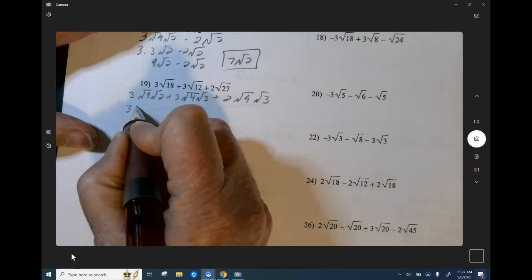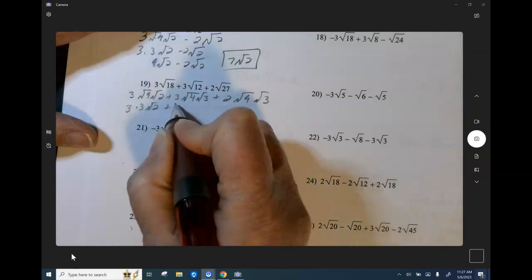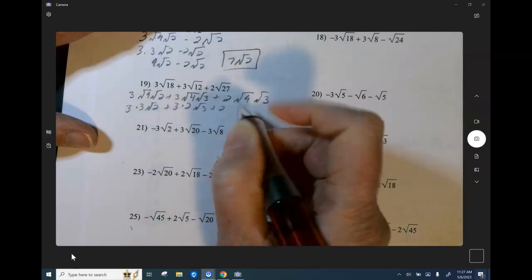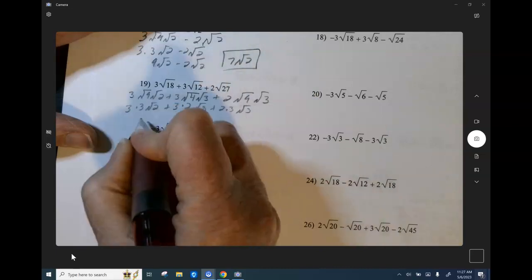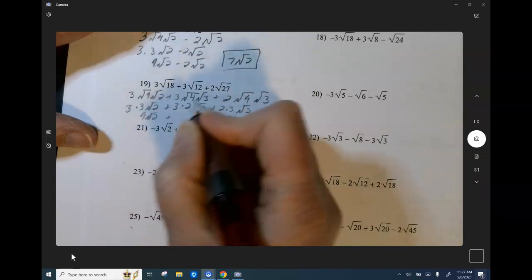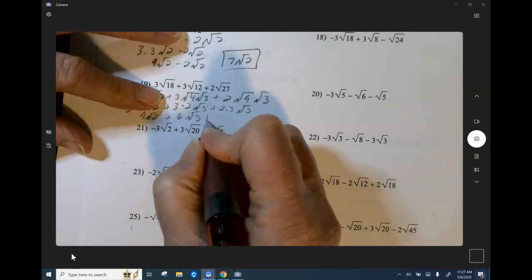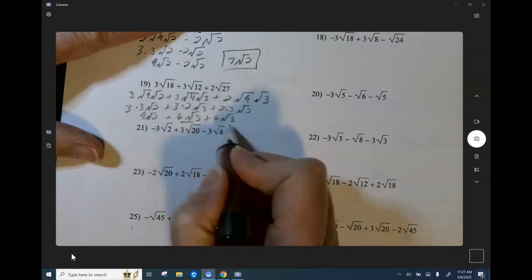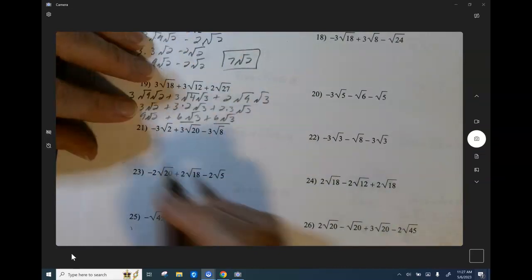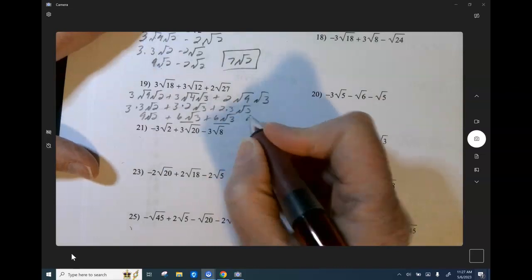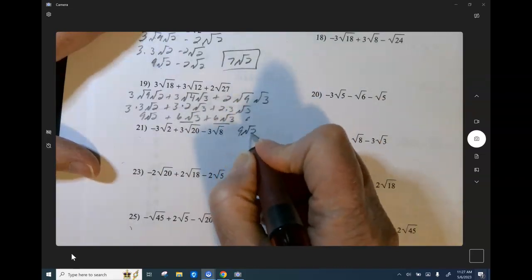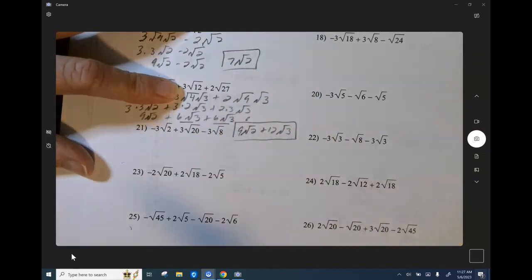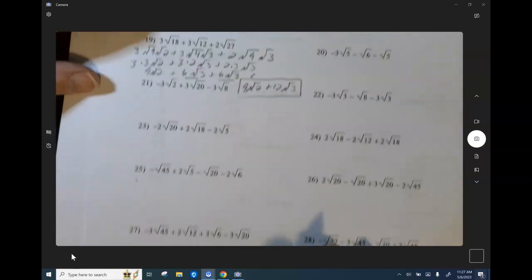So we have 3. Square root of 9 is 3. Bring the 3 down. Square root of 4 is 2. Bring the 2 down. Square root of 9 is 3. So we get 9 square root 2 plus 6 square root 3 plus 6 square root 3. Okay? So the only ones that are like terms are these right here. That 9 square root 2 just hangs out. So 9, I'm just going to put it down here. 9 square root 2 plus 12 square root 3. That's your final answer. Okay? Good.